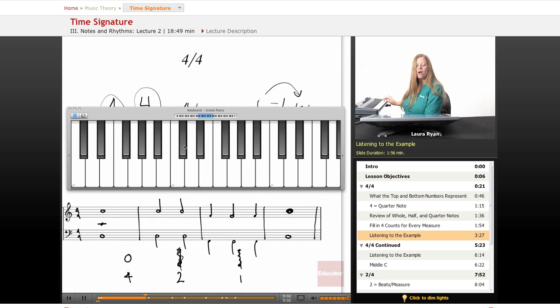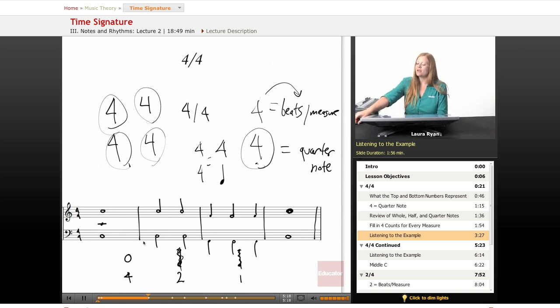Let's try it again. 1, 2, 3, 4. 1, 2, 1, 2, 1, 1, 2, 1, 1, 2, 3, 4. So there is our rhythmic combination illustrating 4/4, 4 counts in a measure.